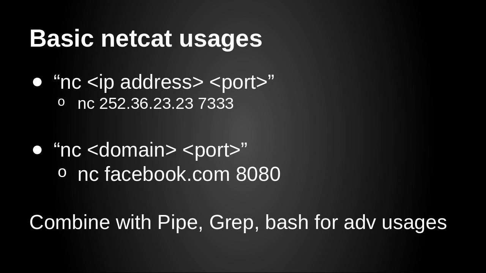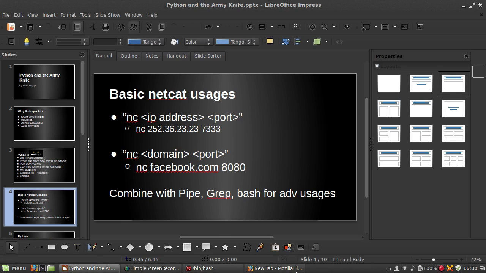So the basic Netcat usage is nc for Netcat, the IP address or domain, and then the port. And you can combine it with other command line tools like pipe, grep, and bash if you want to. I'm going to show you an example right now.